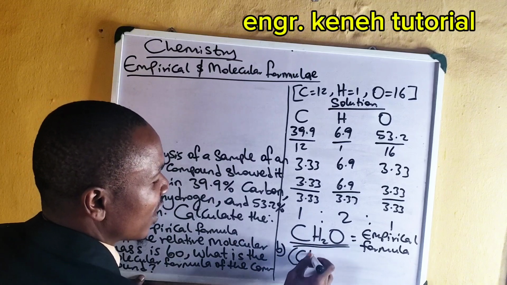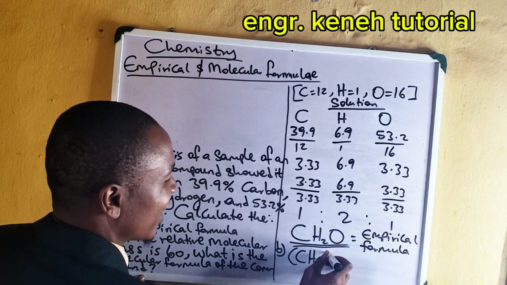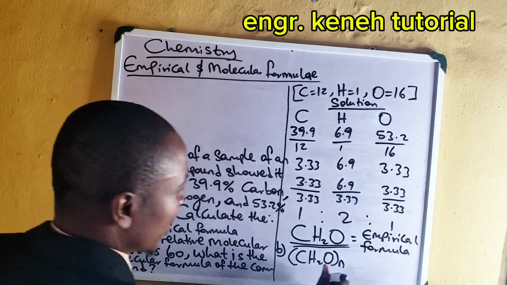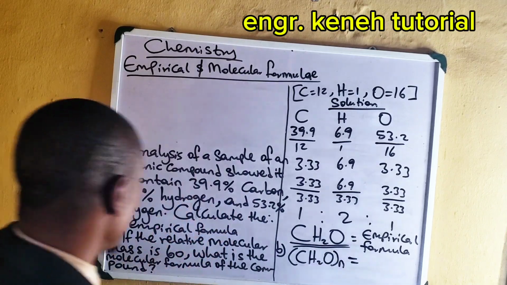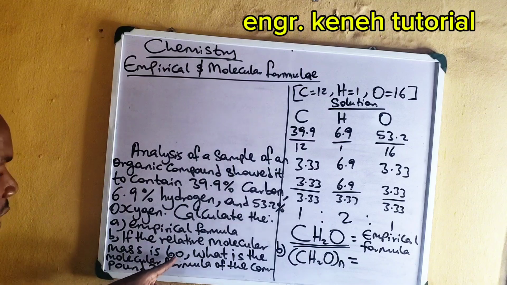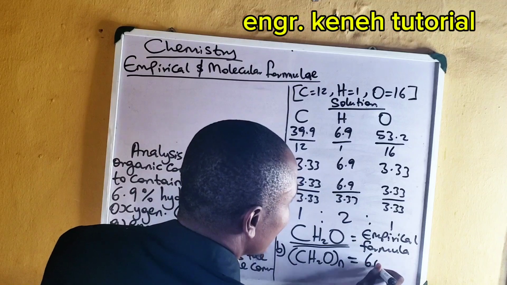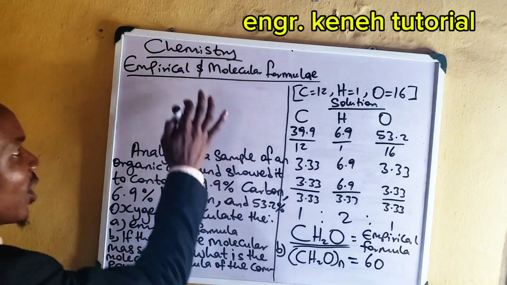What do I have here? I will put this in a bracket. So I have CH2O like this. Then I'll write N. Can you see this N here? I'll say it is equal to this molecular mass that they gave to me here, which is 60. I'll say it's equal to what? 60 like this. I don't want to continue here. Let me come over here.